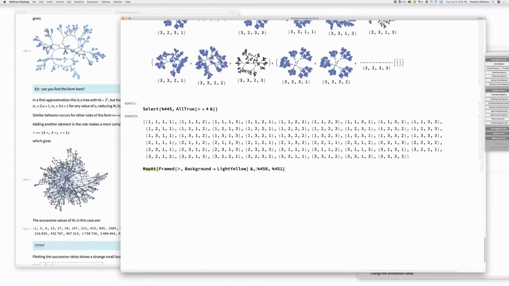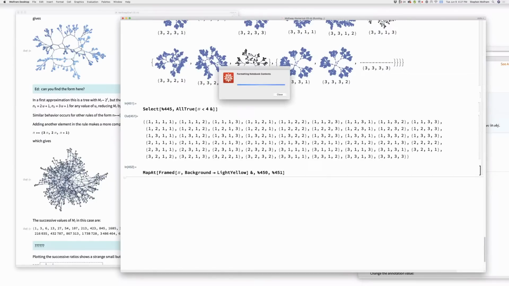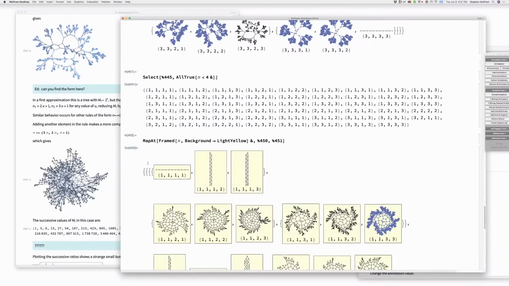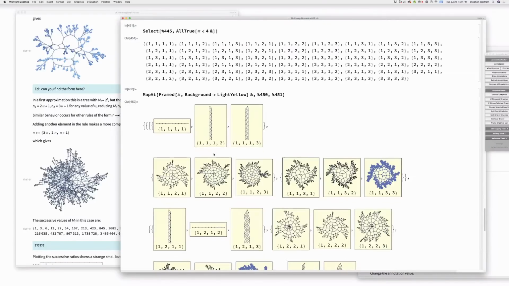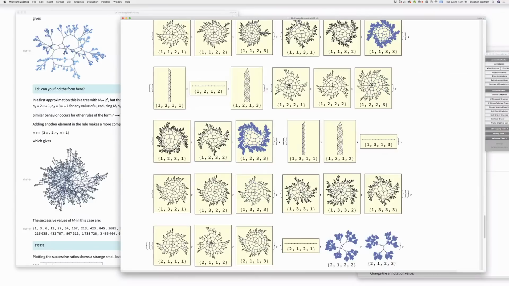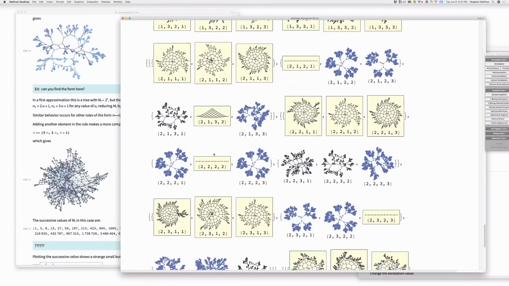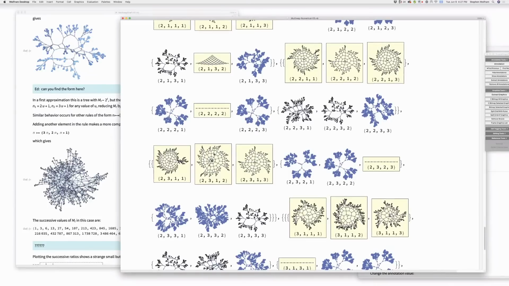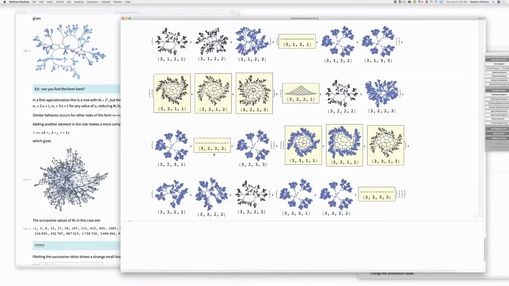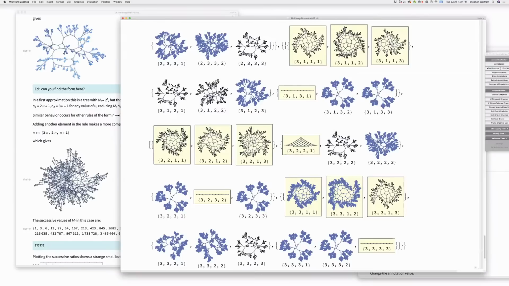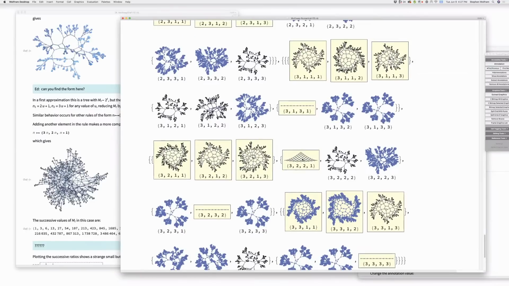Okay, so here we go. So this is going to show us the causal invariant ones. Okay, so those are all causal invariant. So 2122 is not causal invariant. 2131. Okay. Why is 3221 a pure grid?